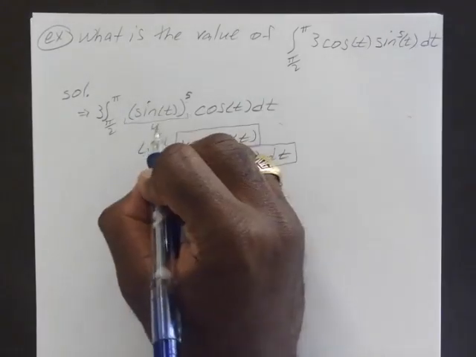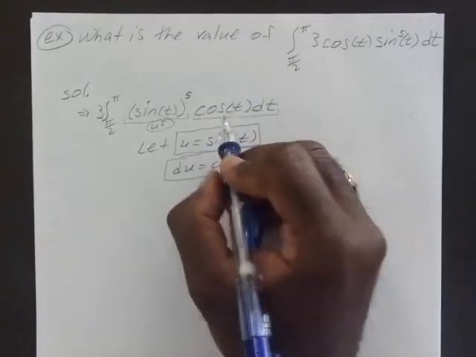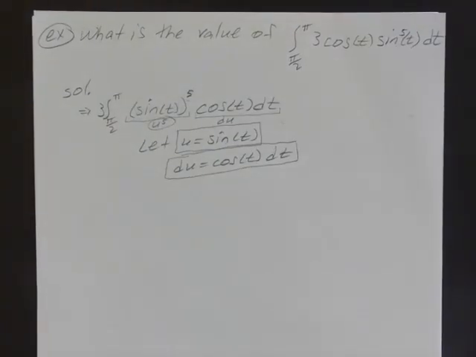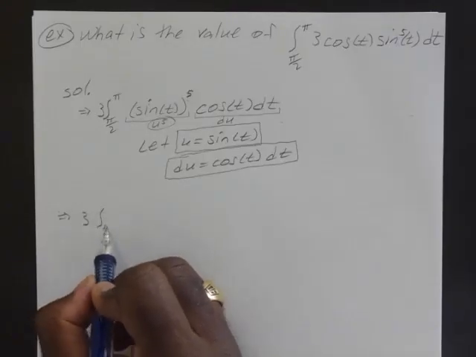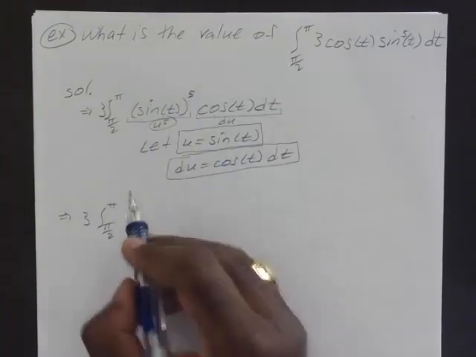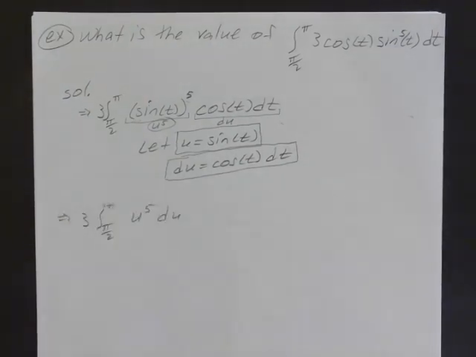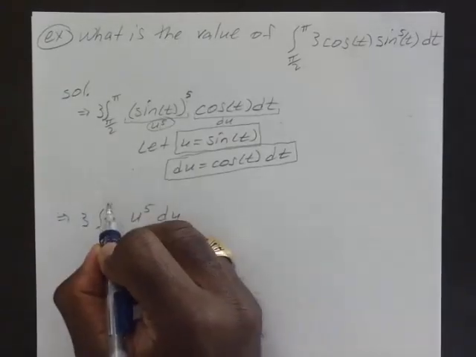Okay, so this will give us u to the 5th power. And this will give us du. Had just enough room. Now we have 3 times the integral from pi over 2 to pi of u to the 5th power du. And make that pi a little bit neater than that. There we go.